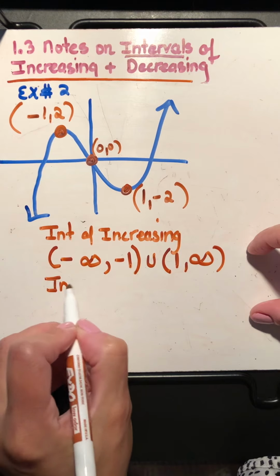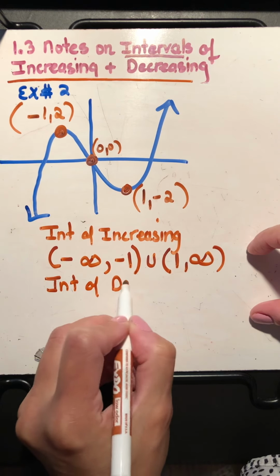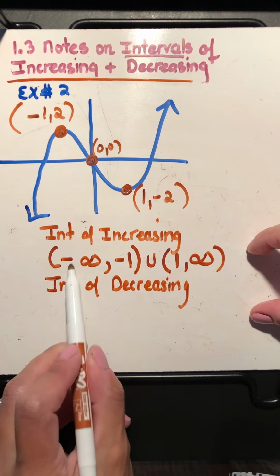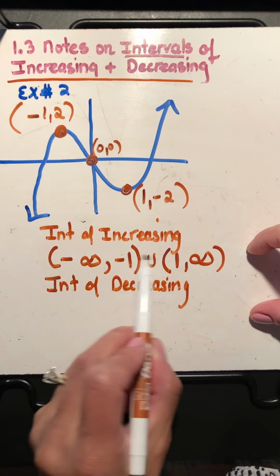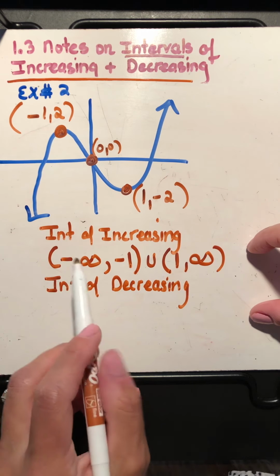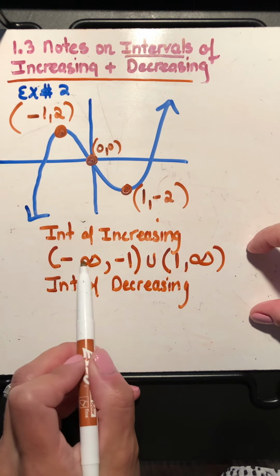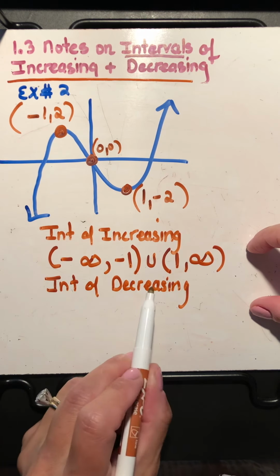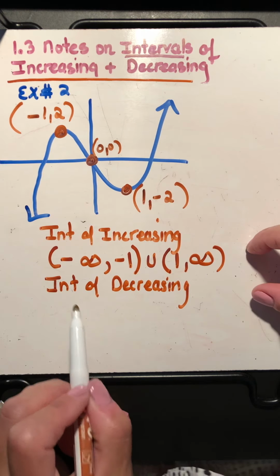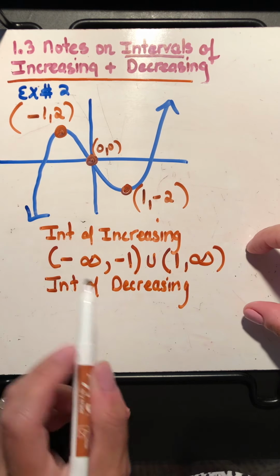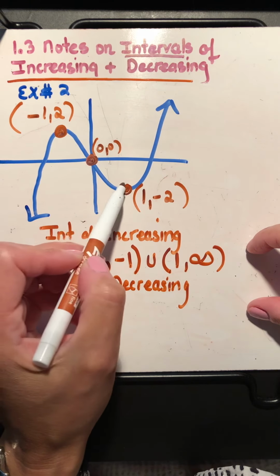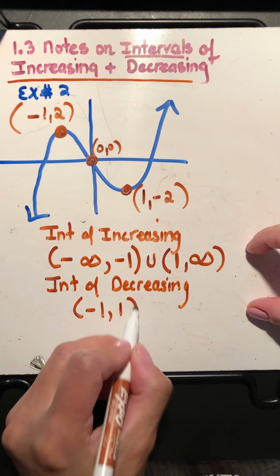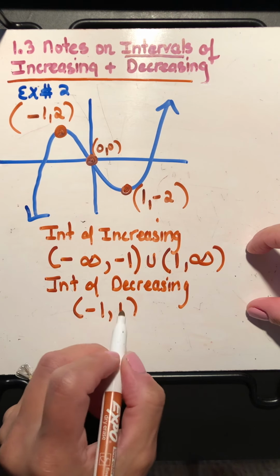Okay, intervals of decreasing. Let's see if we can figure that out. Now remember, the values that I'm putting in these brackets are x values, but they describe on which x values the y values are going up. So now I want to find the intervals of decreasing. I ask myself, on which x values are the y values going down? And it looks like it's going to be from negative 1 to 1. Notice again, I'm putting round brackets around these values.